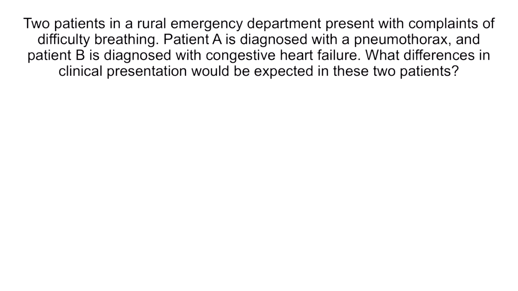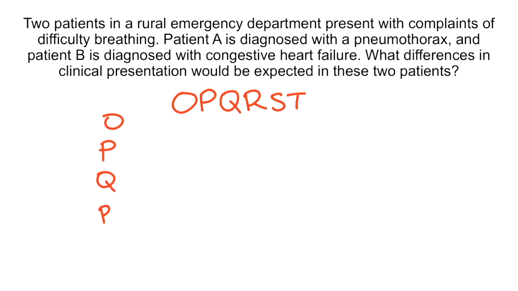Two patients in a rural emergency department present with complaints of difficulty breathing. Patient A is diagnosed with a pneumothorax, and patient B is diagnosed with congestive heart failure. What differences in clinical presentation would be expected in these two patients? To systematically cover the differences, we'll use the mnemonic OPQRST, and we will compare using the OPQRT letters.